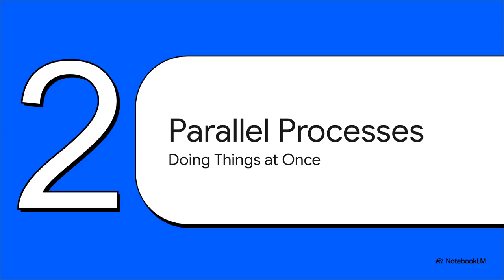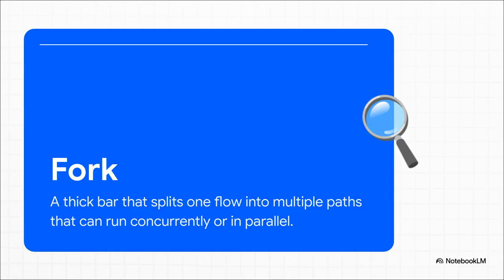Okay, let's level up. In the real world, things are kind of messy. Lots of stuff often has to happen at the exact same time. And activity diagrams have a really brilliant way of showing this. This is called a fork. It's just a thick black bar. When your process hits a fork, it splits into multiple paths that all happen at once, in parallel. Think of it as a starting gun for a bunch of different activities to begin simultaneously.